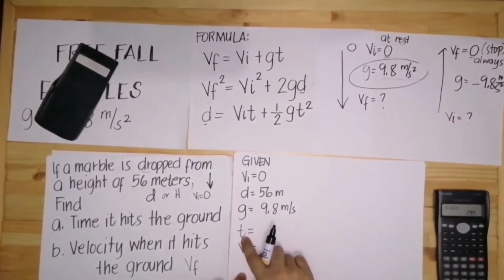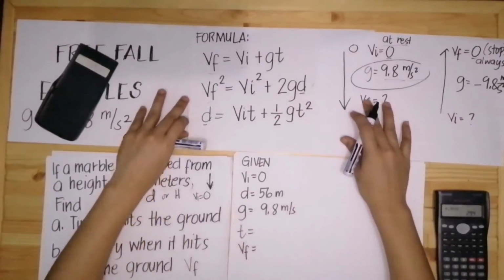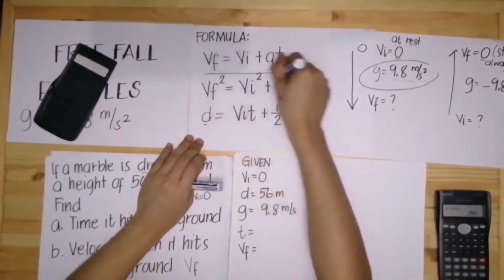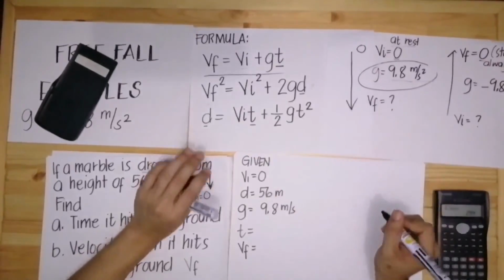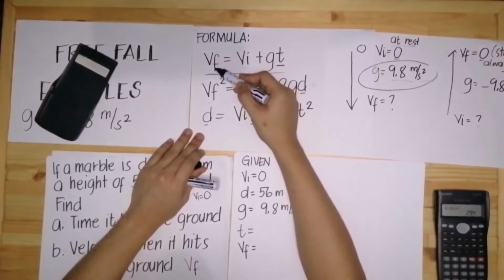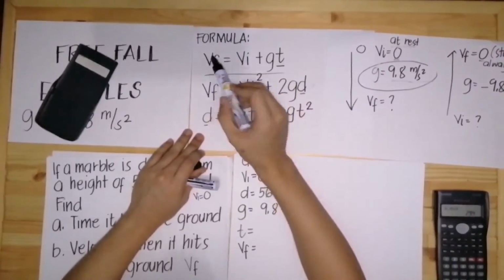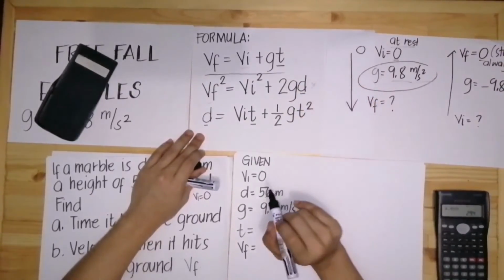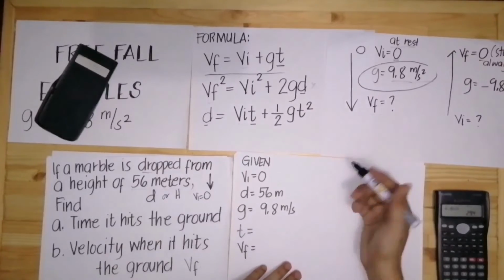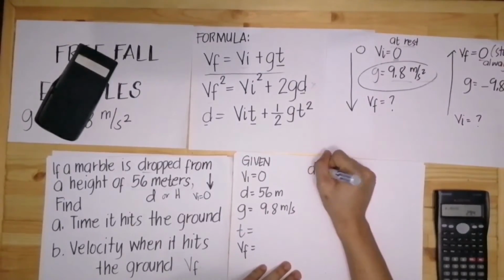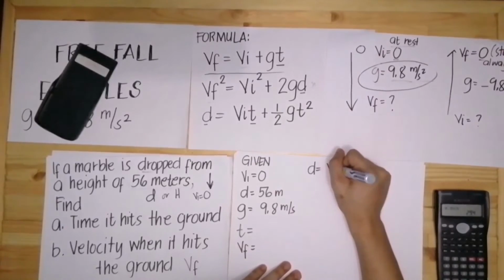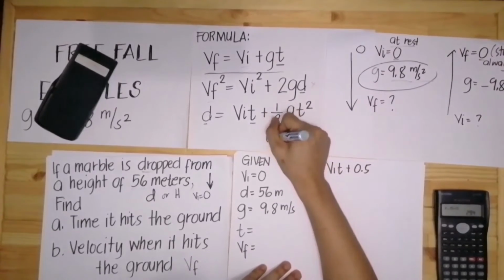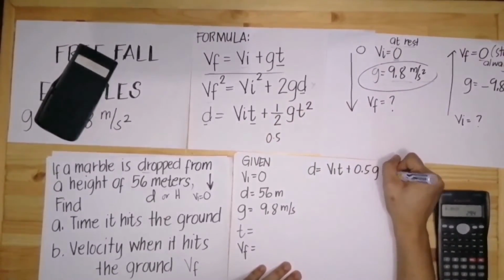So let's look for the time first. Paano ba yon? Hanapin natin sa formula yung time. Meron tong time, class. Ito yung first. The second has also time. So, alin dyan sa dalawa? May VF ba tayo? Para magamit yung formula na to, kailangan may VF. Wala tayong VF dito, so we cannot use this. So, the formula to be used is the third formula. Lagayan dito, formula: D equals VI T plus 0.5 G T squared.